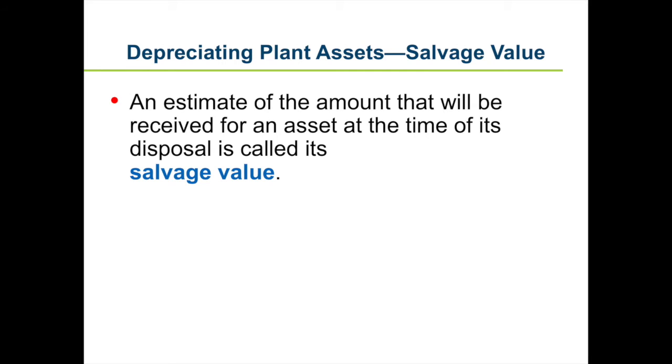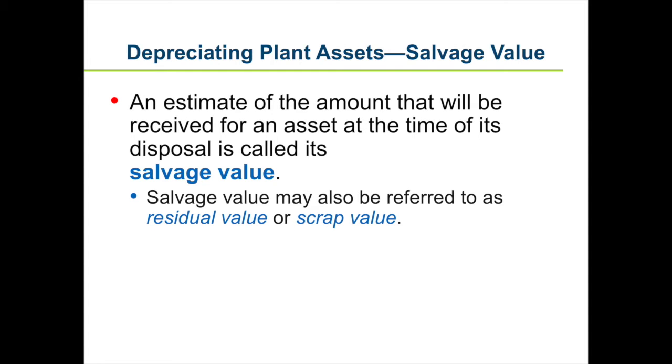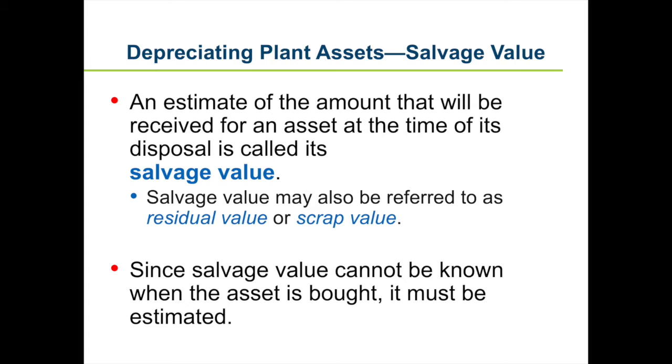An estimate of the amount that will be received for the asset at the time of its disposal is called its salvage value. Salvage value is also referred to as scrap value. Since salvage value cannot be known when the asset is bought, it is estimated. The amount an owner expects to receive when the plant asset is removed from use is called its estimated salvage value.